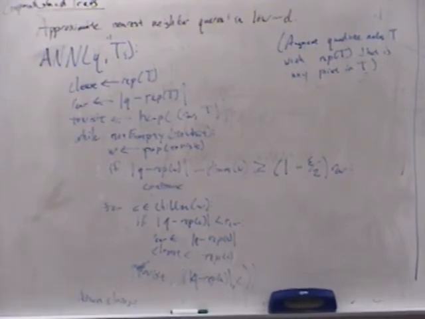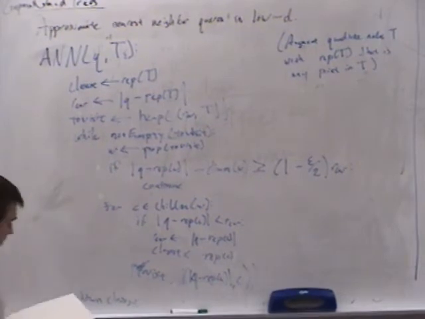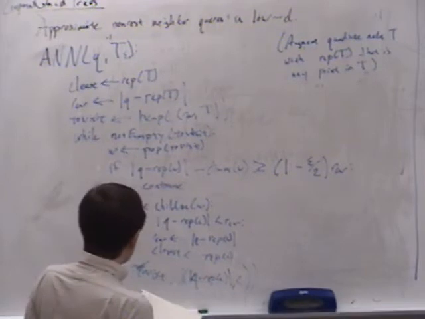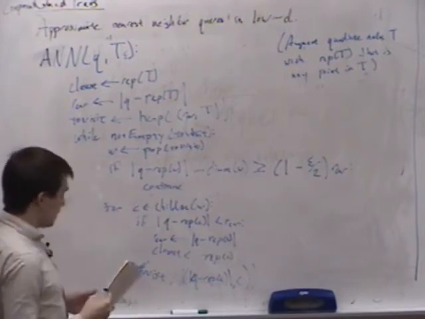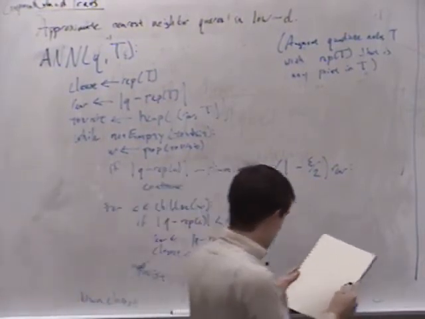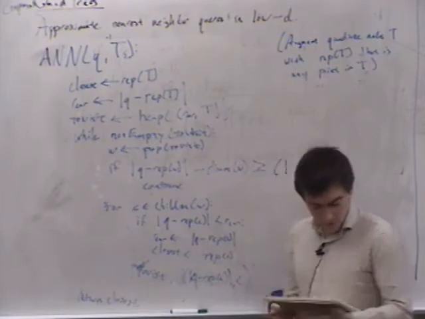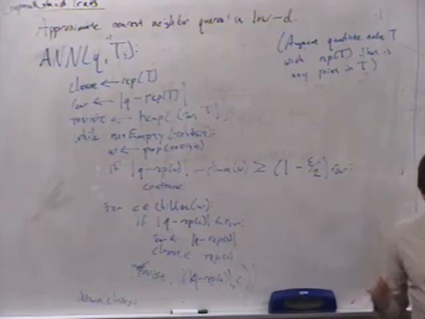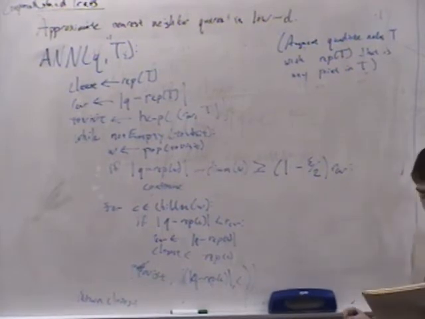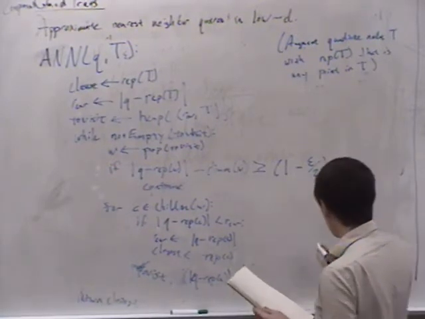All right, so the first thing to prove or argue about this algorithm is that it does actually compute a 1 plus epsilon approximate nearest neighbor, which may or may not be obvious right away. But the basic reason that it works is this: a node will only get expanded if it might contain a point that is at least 1 minus epsilon over 2 closer to q than the current best point encountered so far. So let me draw a picture.